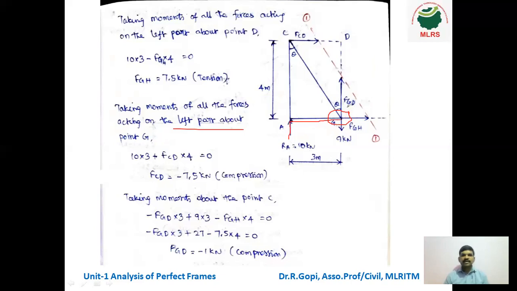First one. Second, FGD and FGH will not come. Why? You can see here, FGD and FGH both lie exactly at point G. So distance is 0. There is no perpendicular distance. But you can see FCD has a perpendicular distance. So this FCD into this perpendicular distance, force into perpendicular distance, is a clockwise moment. From this we easily calculated FCD is equal to minus 7.5 kilonewton, compression.